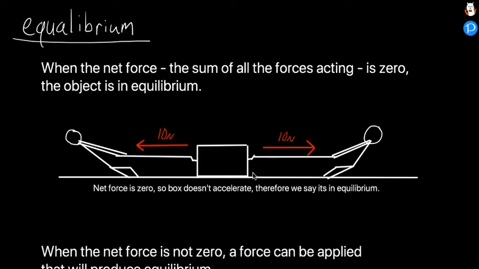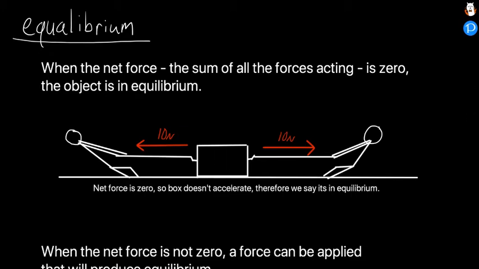So if I look at this example right here, I've got this box. I've got two guys on either side pulling with an equal amount of force. The left guy here is pulling with 10 newtons this way, the right guy over here is pulling with 10 newtons this way, and so they just cancel each other out. We can think of this as negative 10 newtons and this as positive 10 newtons, so the sum of those two forces would just be zero. The box doesn't accelerate, and so this is in equilibrium.